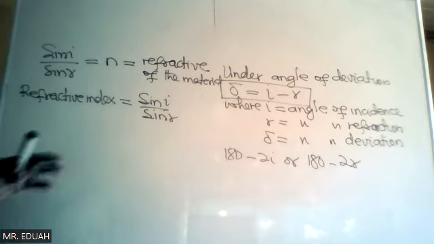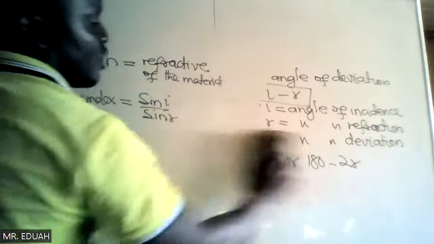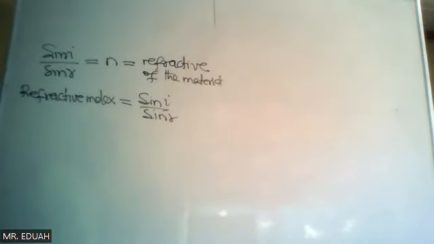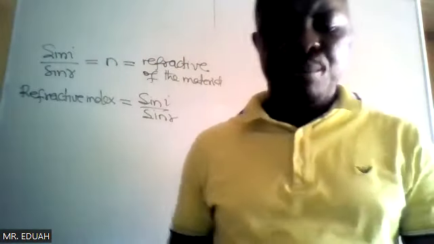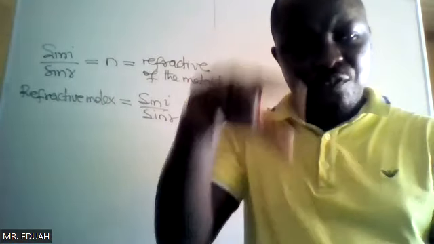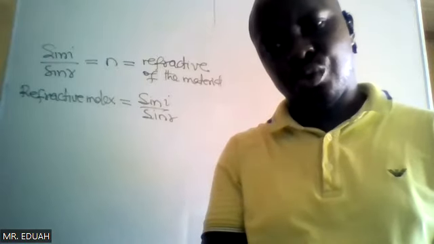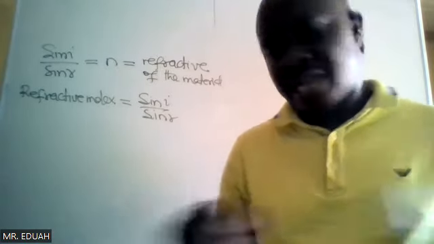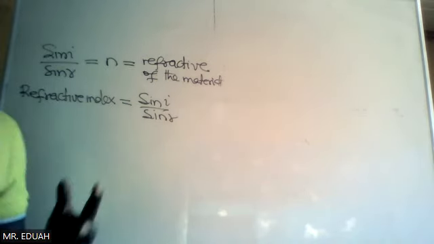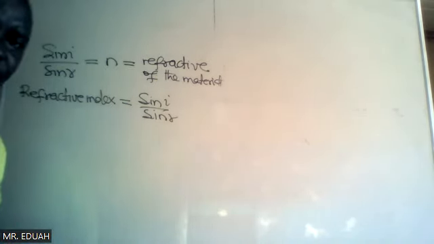Or what does it mean? What does the ratio mean at all? What it means is that we define the refractive index of a material as the measure of the material's ability to deviate the path of light as compared to deviation by air. So over here, we are comparing how that material can deviate light compared to how air would deviate light.